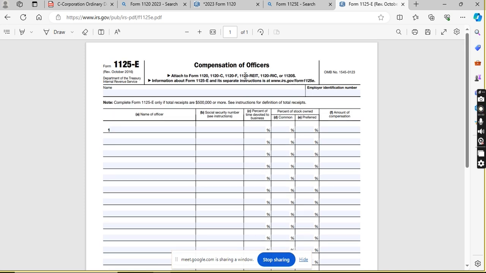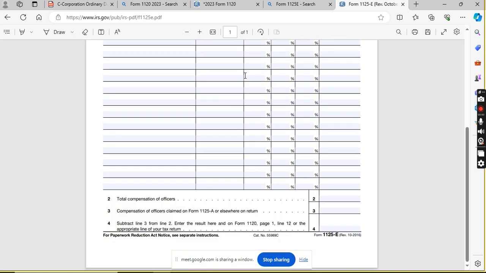Basically, the company's name, EIN number, and a list of all the officers with social security number, percentage of time devoted, percentage of stock owned, and amount of compensation. So that is the total compensation of officers, and of course, if you are claiming compensation in Form 1125 or anywhere else in the return, that needs to be deducted from the total compensation, right?